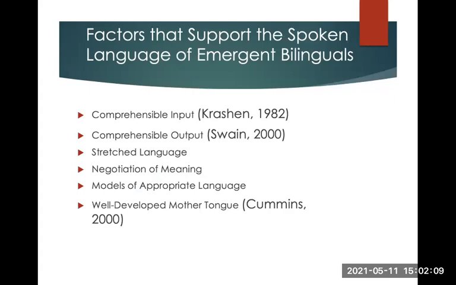So there are some factors that support the spoken language of emergent bilinguals, and I'll talk about each one of these in the next few slides. They are comprehensible input, comprehensible output, stretch language, negotiation of meaning, models of appropriate language, and a well-developed mother tongue. So take note of how these factors support or potentially support emergent bilinguals in their oral language development.